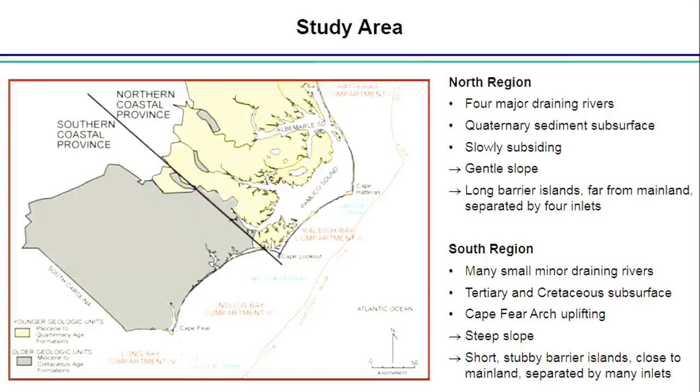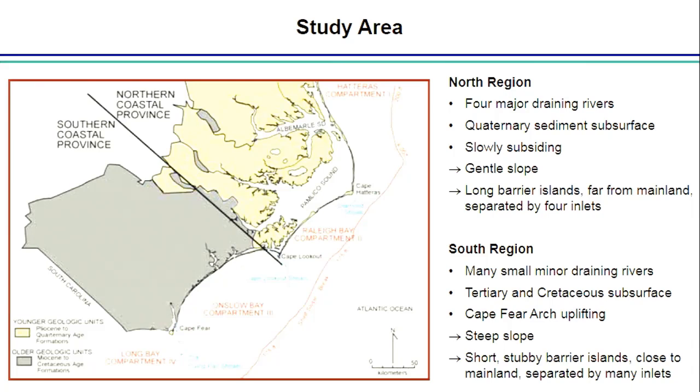So we wanted to study North Carolina barrier islands, but the North Carolina northern barrier islands are very different from the southern barrier islands. And the main reason for the differences that we see is the underlying geology. So in the north, you have 4 major rivers that are very large and they drain into the ocean, and predominantly quaternary sediment. And this leads to a gentle slope of the topography, which leads to long barrier islands that are far from the mainland, and they're only separated by a couple of inlets, 4 to be exact.